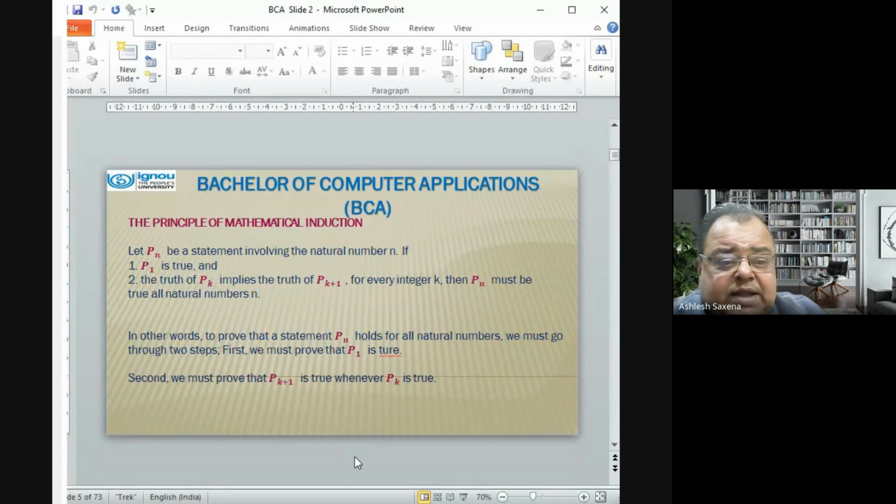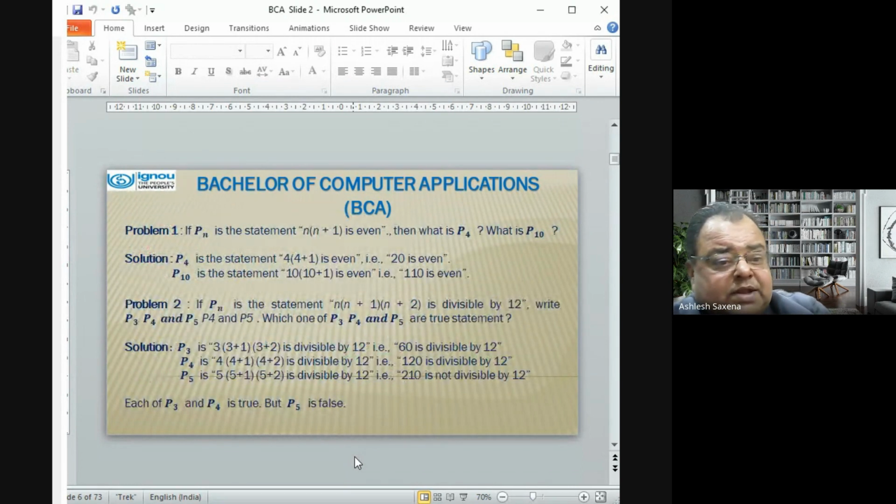Now the thing is that, in other words, to prove the statement Pn holds for all natural numbers, we must go through two steps. First, we must prove that P1 is true. Secondly, we must prove that Pk plus 1 is true whenever Pk is true. That means this has to be followed, and I will show you how it is.